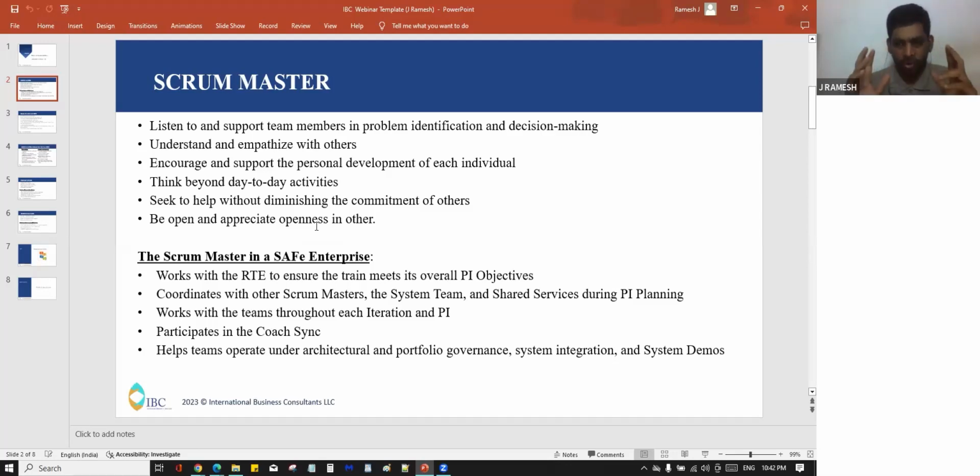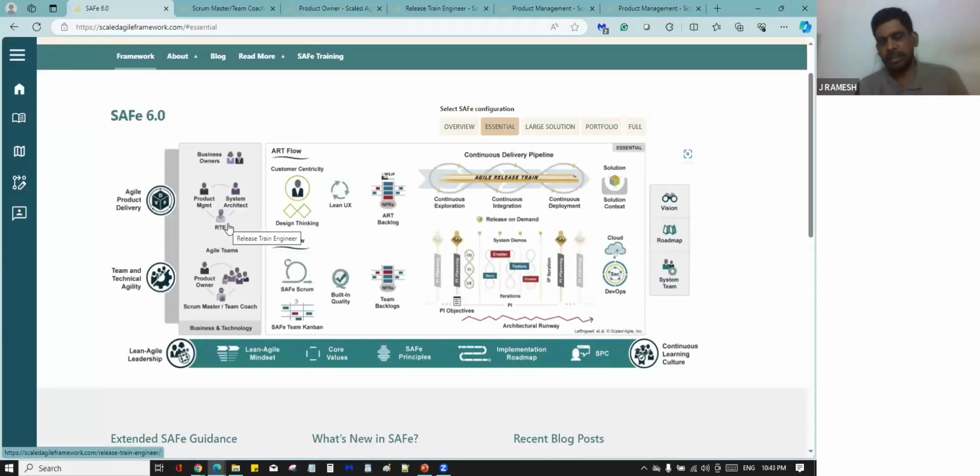It's a new role. It's a new responsibility. I can say it's a new religion. It's a new mindset. So as a Scrum Master, you need to run all the cadence. You need to run all the ceremonies. Okay. Now, as a Scrum Master, you need to work with the SAFe level enterprise with the RTE. The Scrum Master's top level is RTE. What is RTE? Release Train Engineer.